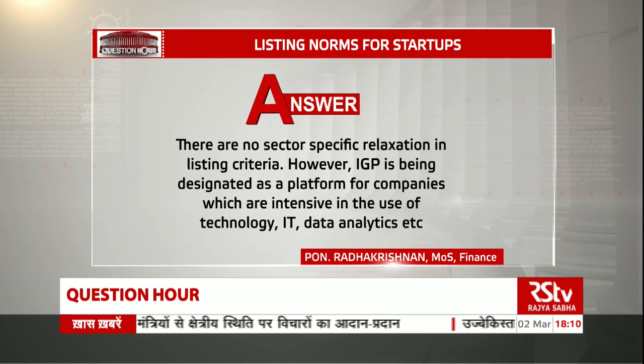However, IGP is being designated as a platform for companies, including new-age companies and startups, which are intensive in the use of technology, information technology, intellectual property, data analytics, biotechnology or nanotechnology to provide products, services or business platforms with substantial value. The ministry also says that the proposed IGP offers a simplified framework for listing. For example, as compared to the conditions for a main board IPO, wherein minimum number of allottees should be 1,000, the minimum number of allottees proposed in this are just 50.